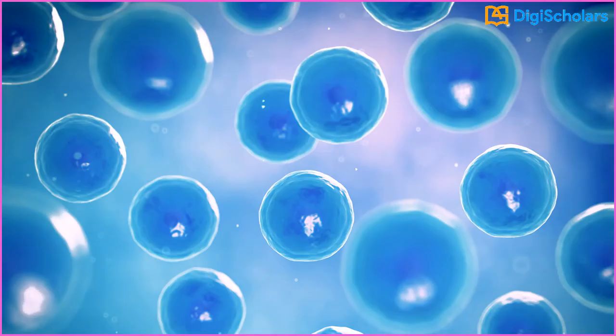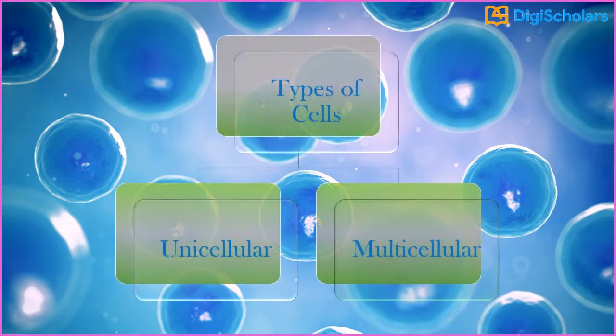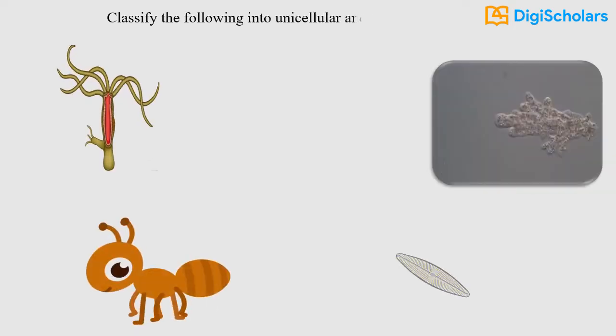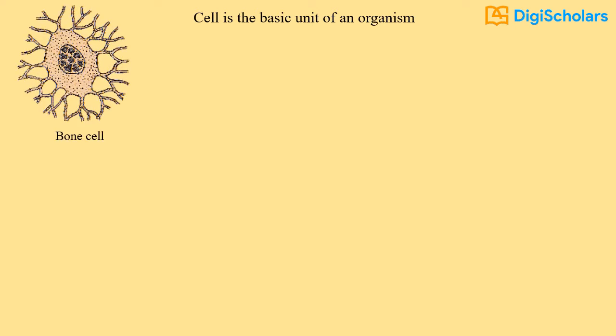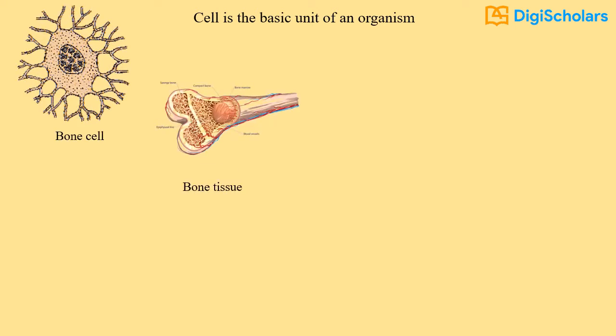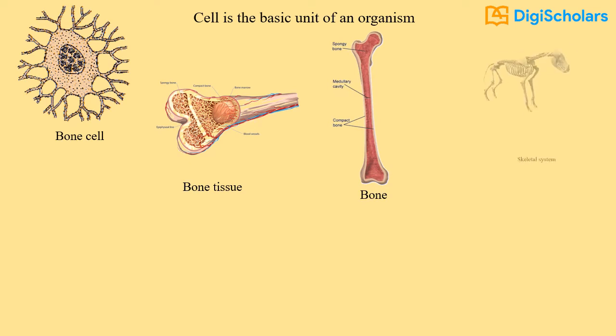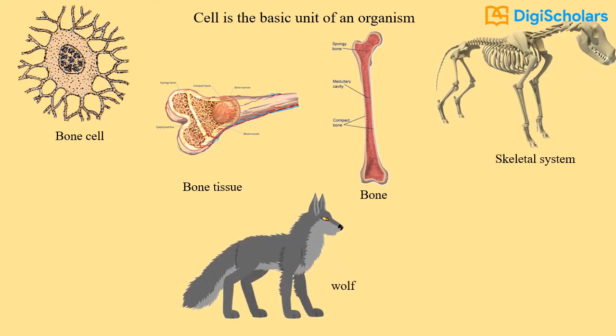You have already learned that organisms may be unicellular or multicellular. Now, classify the following into unicellular and multicellular organisms. Cell is the basic unit of an organism. The figure shows bone cell, bone tissue, bone, skeletal system, wolf.